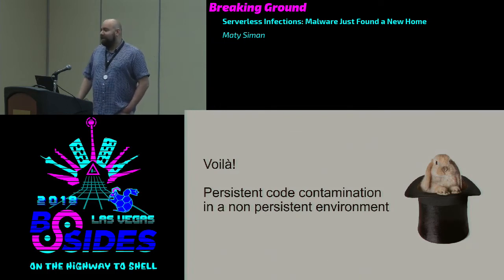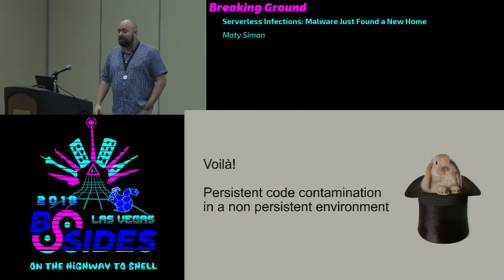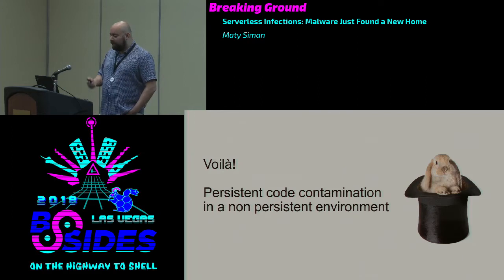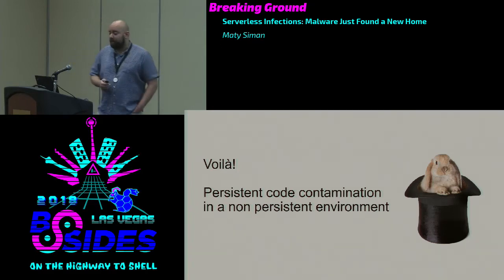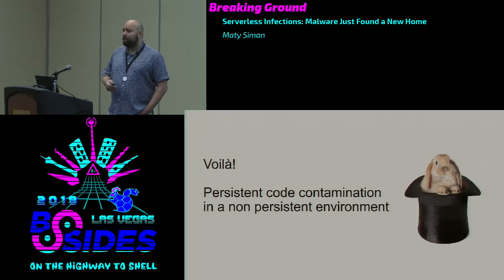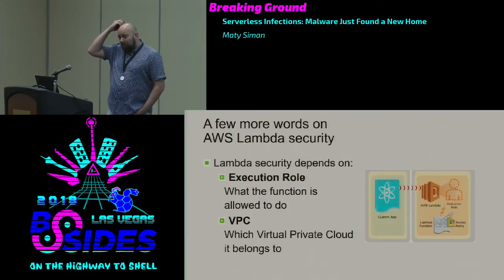So it was kind of great because we actually managed to create this persistent code contamination we wanted in an environment that is by definition non-persistent. And this was really nice. We actually did some more plays and managed to do some heavy-duty remote code execution, but obviously you can understand that if this was possible, probably we can escalate it to things that are much more interesting than cars and users. So a few more words about AWS Lambda security.